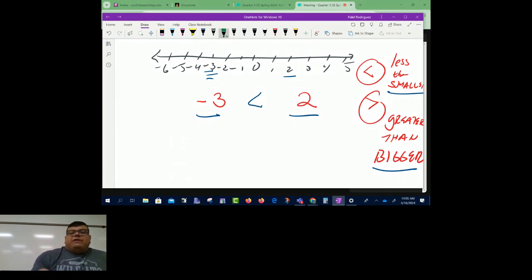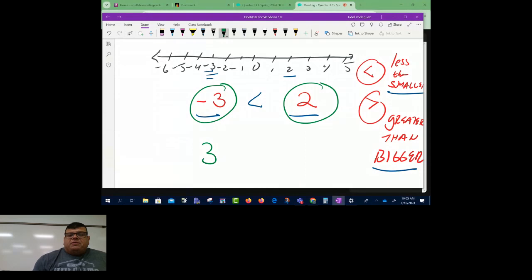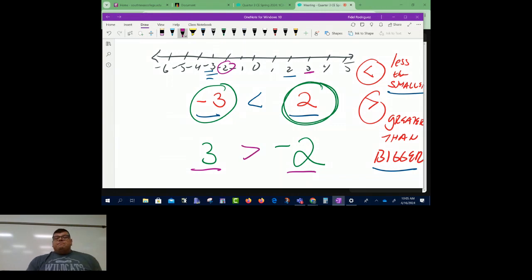Now, if I were to change the signs, so instead of -3, I put a +3, and instead of +2, I put a -2. Notice what we did. We changed the signs, right? Now I want to know, is 3 smaller or bigger than -2? Because 3 is over here and -2 is over here, 3 is going to be bigger, right?